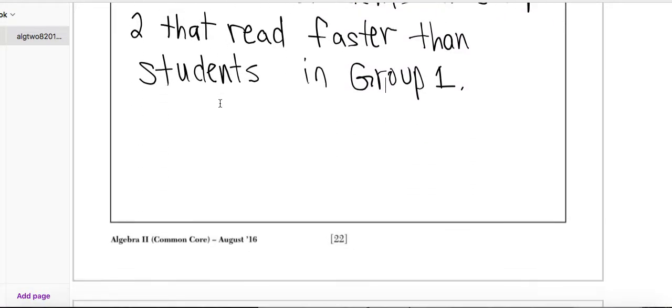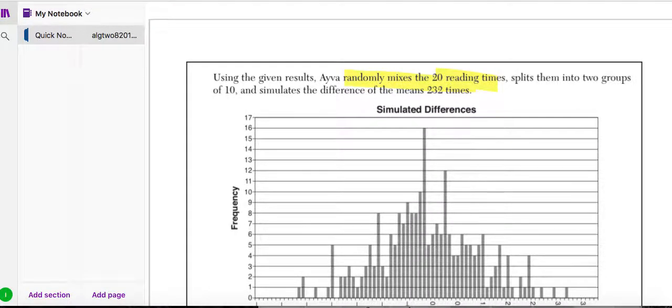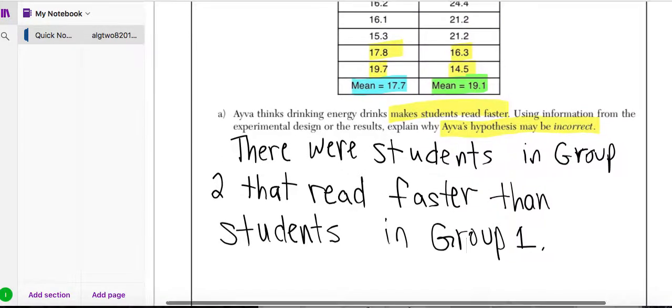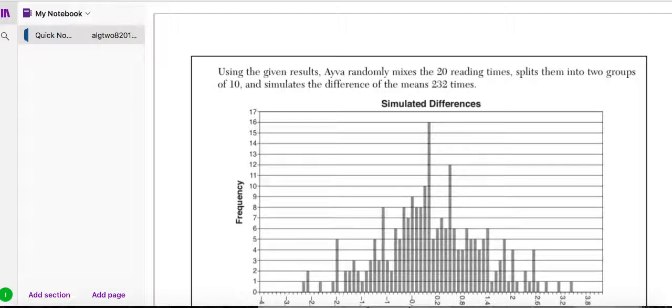So let's go to the next part of the question. Using the given results, meaning the results from the table, okay? Avia randomly mixes the 20 reading times. She randomly mixes the 20 reading times, right? Because there were 10 from group 1 and 10 from group 2. So she scrambled them up, split them into two new groups of 10 randomly, right?